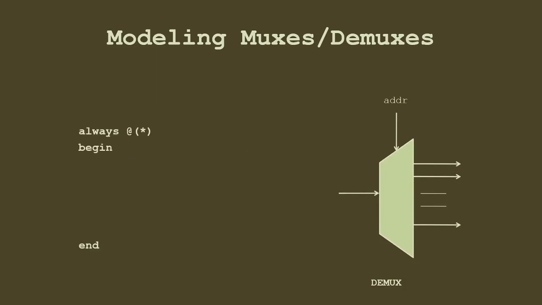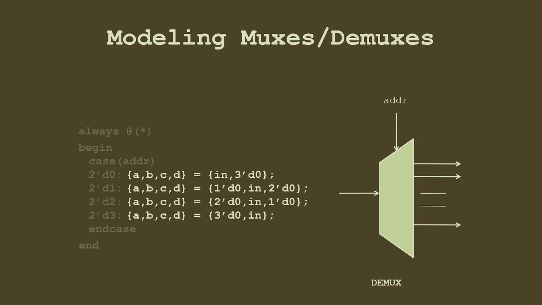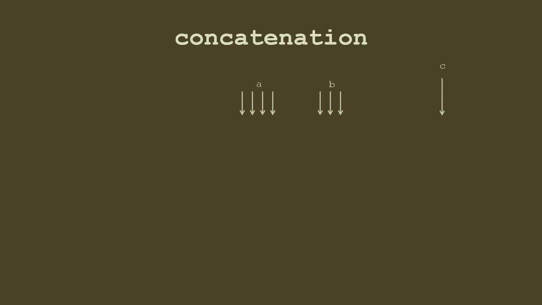For demux, we also use always @ star begin, just like the cases before, and then we have a similar structure with case and 2'b0 and so on, ending with endcase. But here we have a slightly different syntax, and it's not necessary that we use this syntax. I'll tell you another way as well, but I also wanted to cover concatenation, how this statement is written. So this is called concatenation.